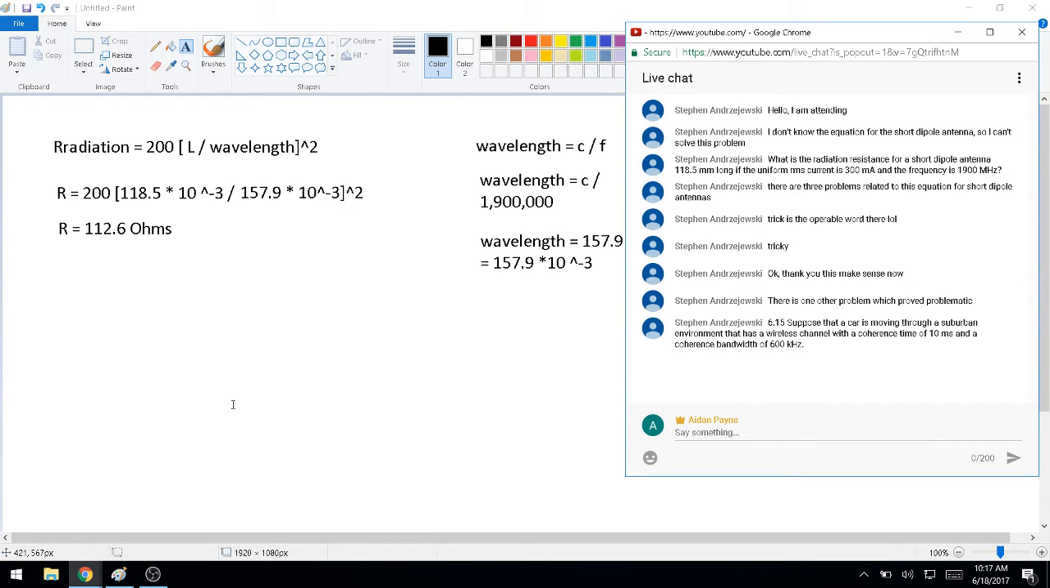Alright, 6.15. Suppose a car is moving through a suburban environment that has a wireless channel with a coherence time of 10 milliseconds and a coherence bandwidth of 600 kilohertz. Okay, I know which problem you're talking about.